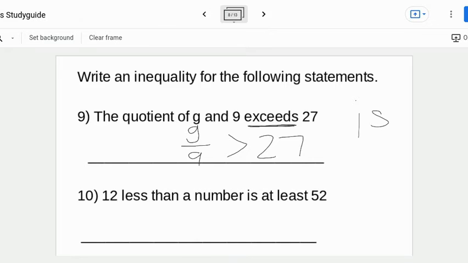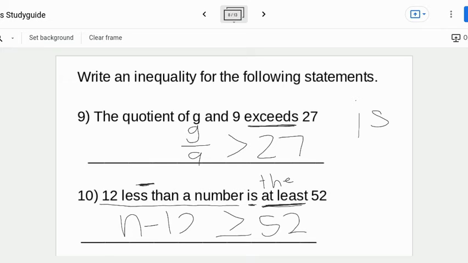Okay, look at the next one. 12 less than a number is at least 52. So I have is. My inequality word is at least. So remember I told you to replace at with, like I said, the least, right? If we think of at least, the least it can be is 52. So that means it's got to be greater than or equal to 52 because it's got to be at least that. And on this side, we have 12 less than number. Less than means subtract, and it's a flipper. So my number comes first, and then my 12.